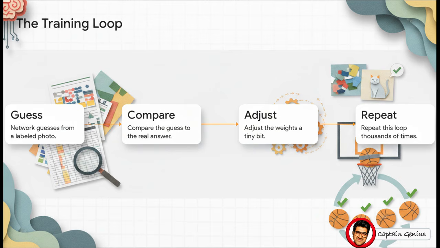Imagine trying to learn how to shoot basketball free throws while completely blindfolded. You take a shot, and a friend watching says, too far left. So you adjust your arms a tiny bit and shoot again. Too short, you adjust again. After thousands of attempts and tiny incremental corrections, you're suddenly sinking perfect shots blindfolded. The network works exactly the same way, using the correct labels on training photos as the friend giving constant corrective feedback.